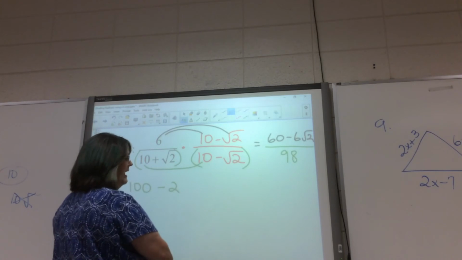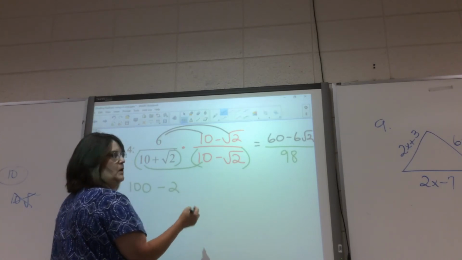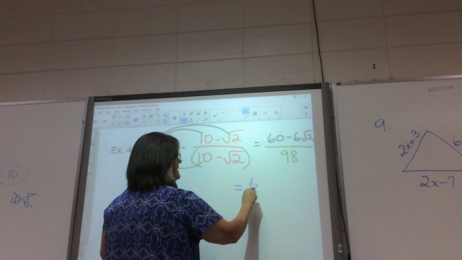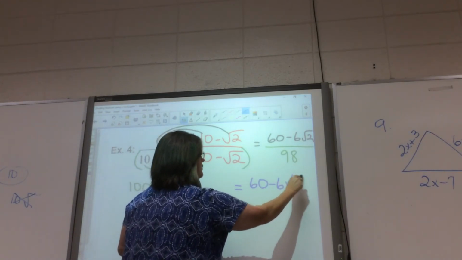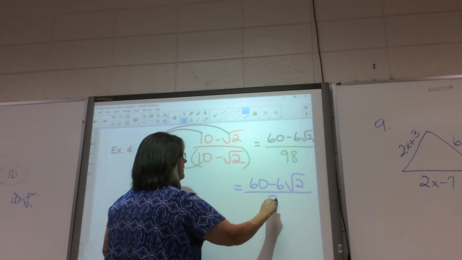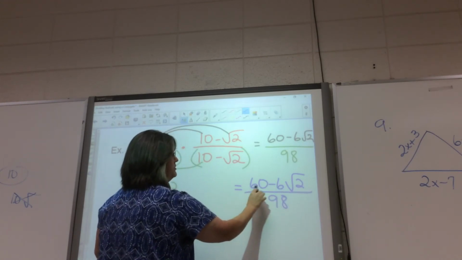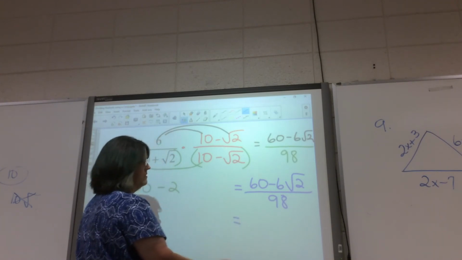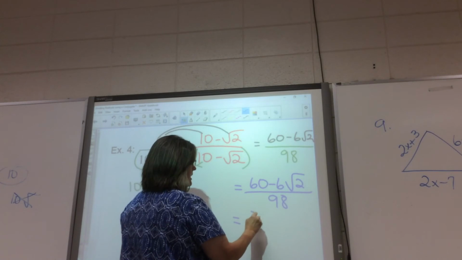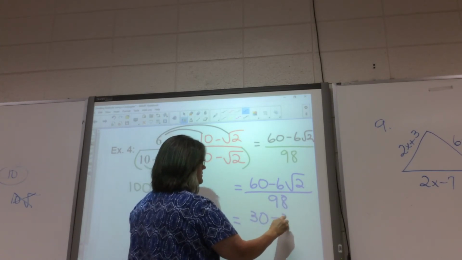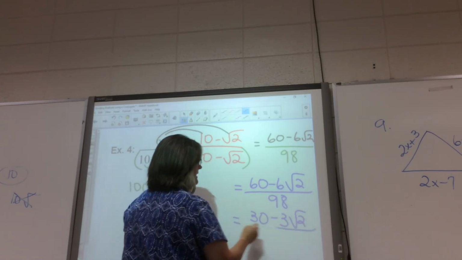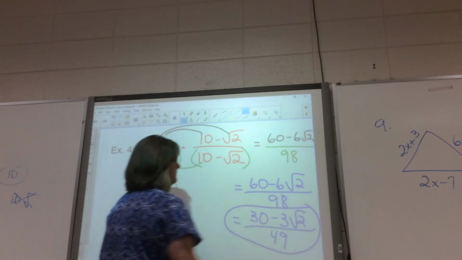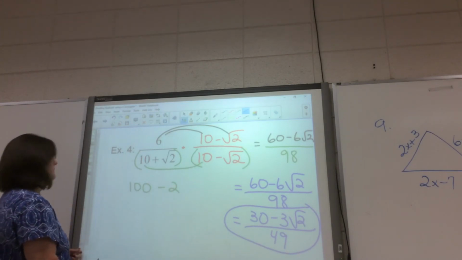Now, because I can simplify this, I must simplify this. So 60, I'm going to rewrite it down here so you can see it a little better. All three of these numbers are divisible by 2. So since they are, I must simplify. 60 divided by 2 is 30. 6 divided by 2 is 3. And 98 divided by 2 is 49. Now I am finished. And that is my answer.